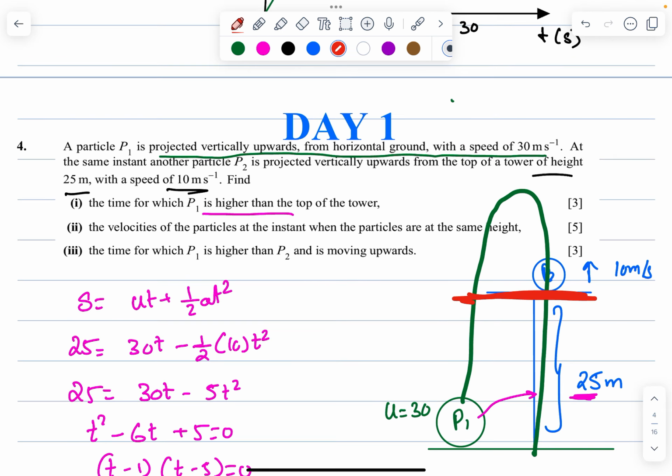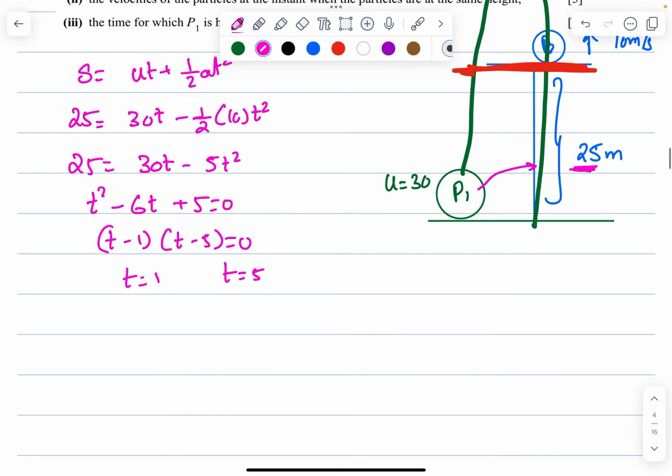So the time for which P1 is higher than the tower. It will be higher than 25 meters for time equals 5 minus 1, which is going to be 4 seconds. That's going to be the answer.